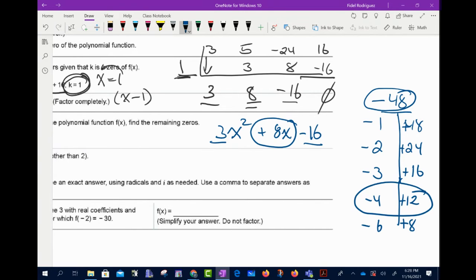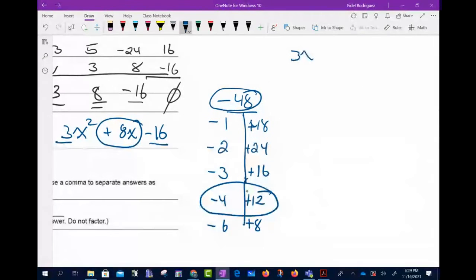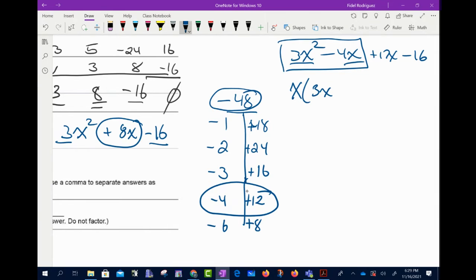Negative 4 plus 12, if I owed you $4 and I had $12 in my pocket and you said pay me and I gave you the $4 that I owed you, I'd still have 8, right? Okay, so now we're going to factor this part. I'm going to do this on the side because I'm kind of running out of room here. So I'm going to put 3x squared minus 4x plus 12x minus 16. And then I'm going to put a box around these two right here. And we say, look, what do they both have in common? They both have an x. And I'm left with a 3x minus 4.